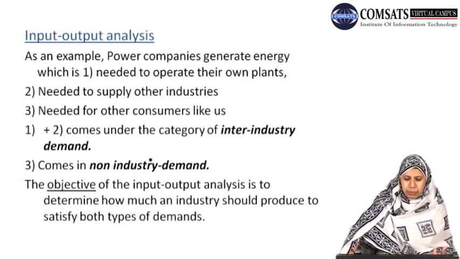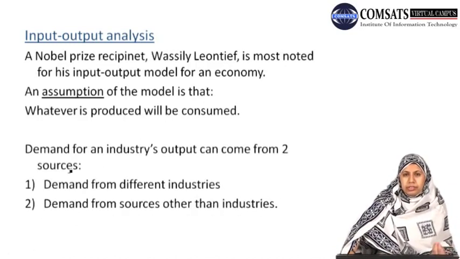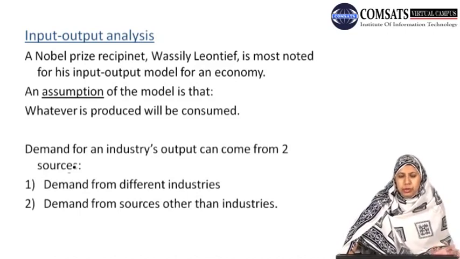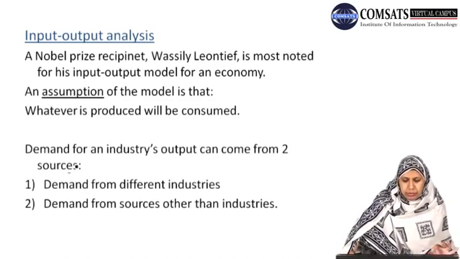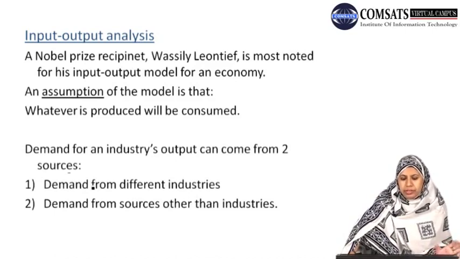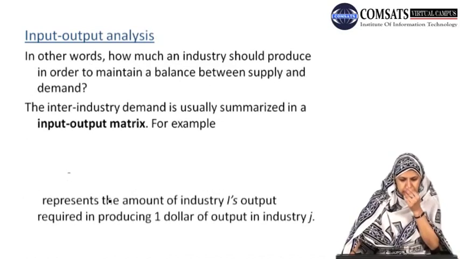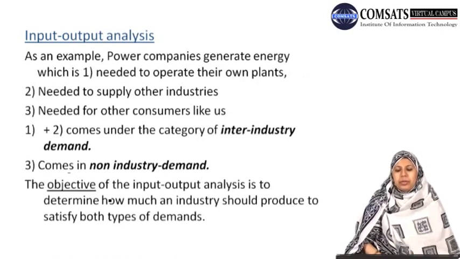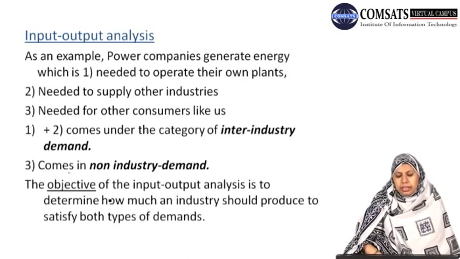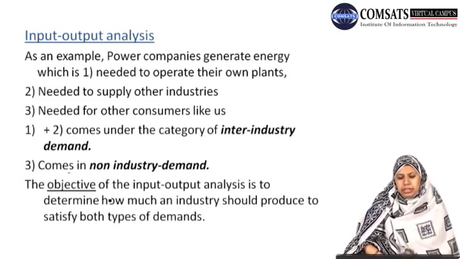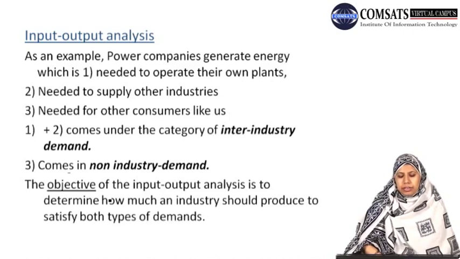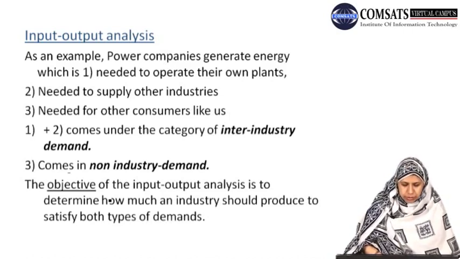So, as we said in our previous slide, the demand for an industry's output comes from 2 sources: either the demand is required by the industry or the demand is required not from the industry. In this case, the power company generating energy has inter-industry demands as the energy needed to operate its own plants and the energy needed to supply to other industries, and non-industry demand as the energy needed for the other consumers.